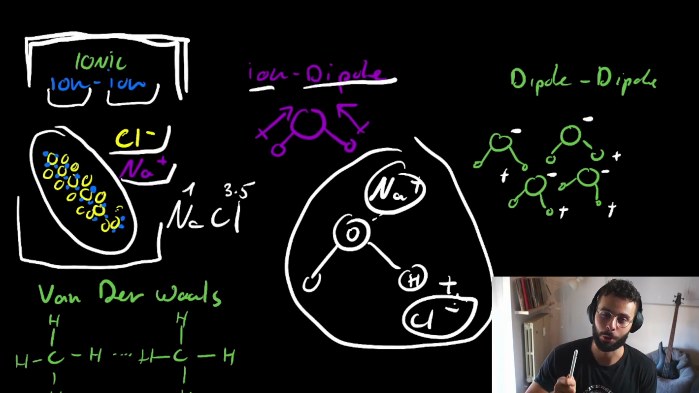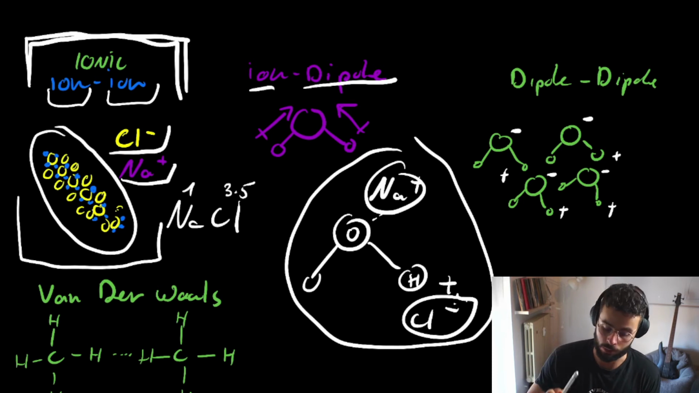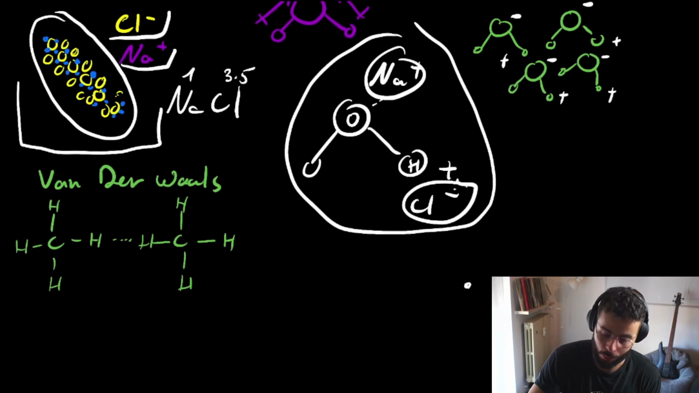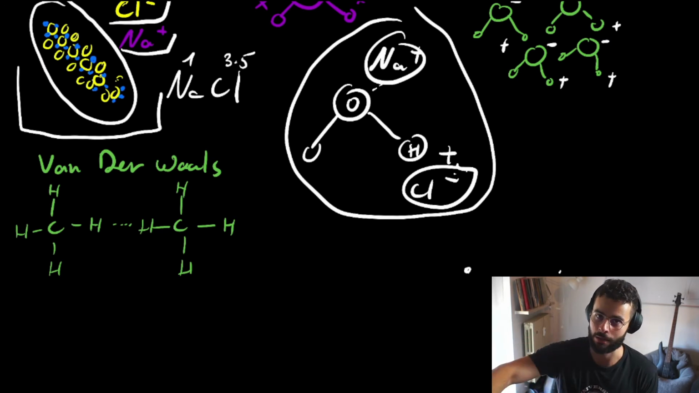Dipole-dipole can only occur between polar covalent compounds, between molecules that have permanent charge. Ion-ion interaction can only occur between ions. Ion-dipole can only occur between polar molecules and ions. But van der Waals basically can occur between anything.